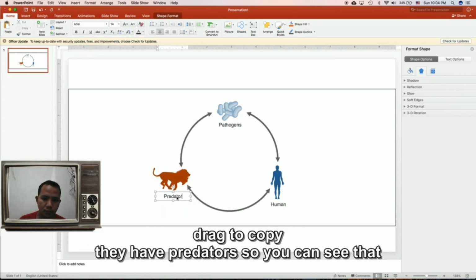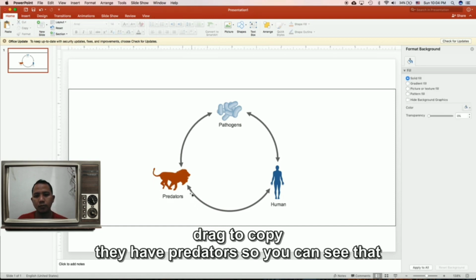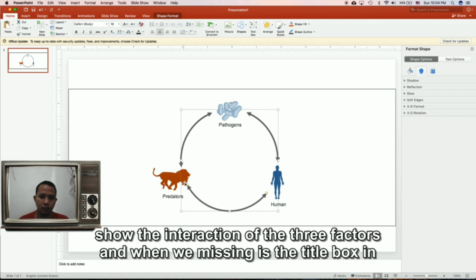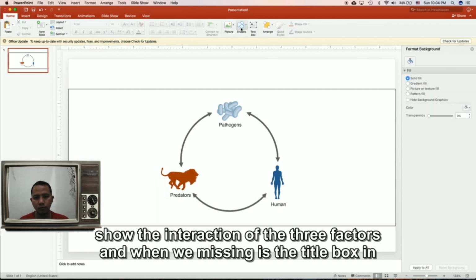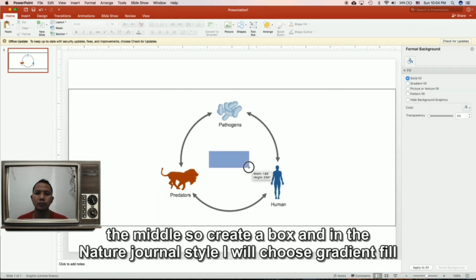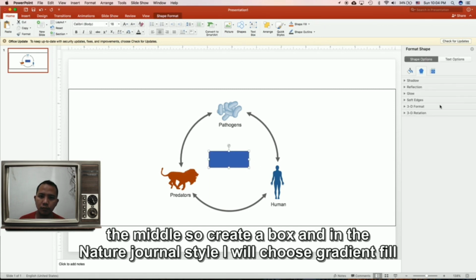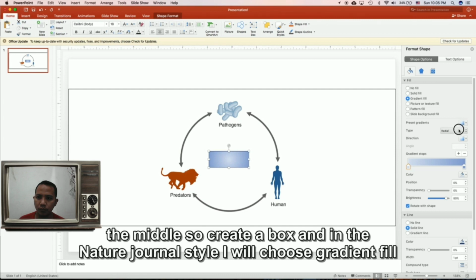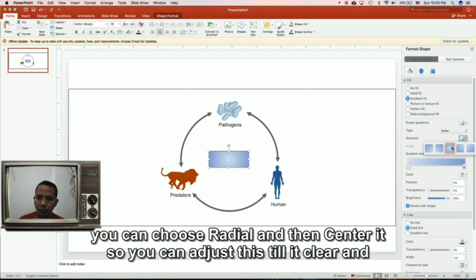We have editors. So you can see that we can quickly create this graphical abstract, which is very clear, simple, but shows the interaction of the three factors. And what we're missing is the title box in the middle. So create a box, and in the Nature style, we'll choose gradient fill. You can choose radial and then center it.